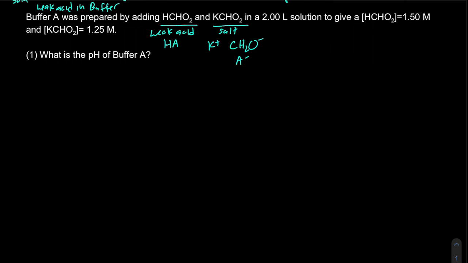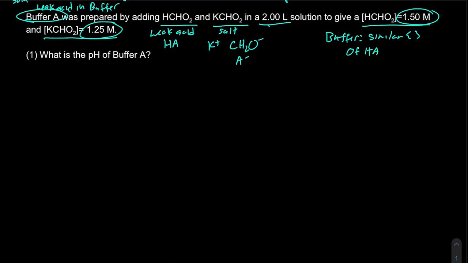We're told that this was done in a 2-liter solution where we have a certain concentration of our formic acid and a certain concentration of the formate ion from our potassium formate. An important thing to notice is that we have a pretty good amount of each, or similar concentrations of each, and that is a good hint that this will be a buffer solution, even though we are already told it is. That's because we have similar concentrations of our acid and our conjugate base. Not the same, but similar enough that we can see we're going to have significant amounts of each.